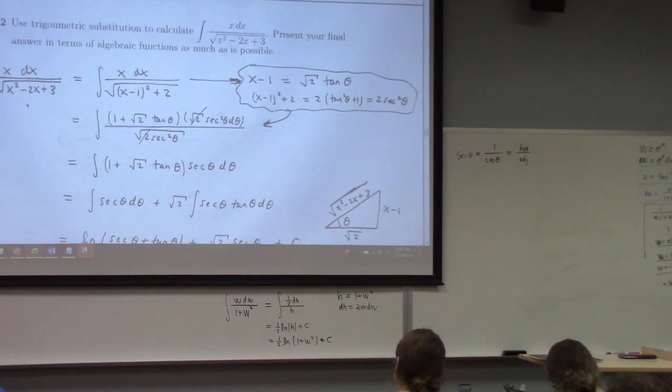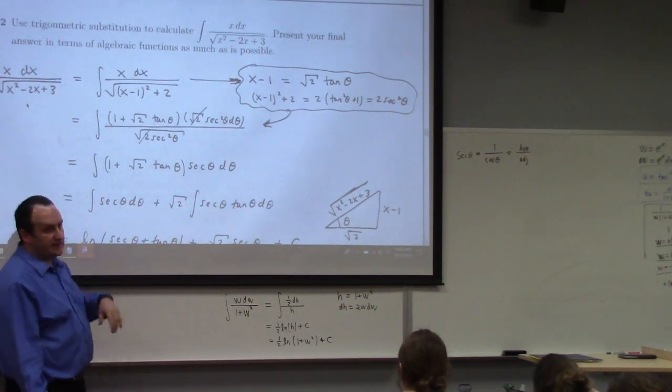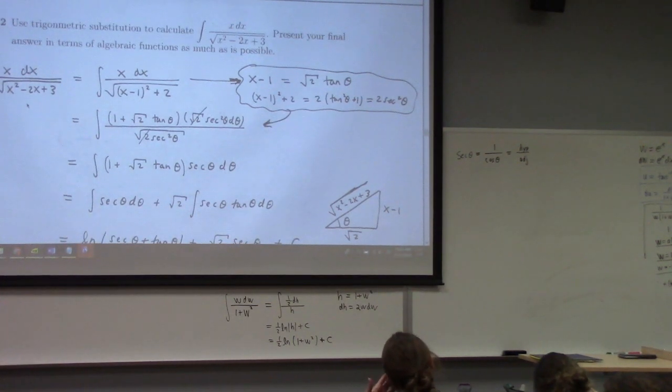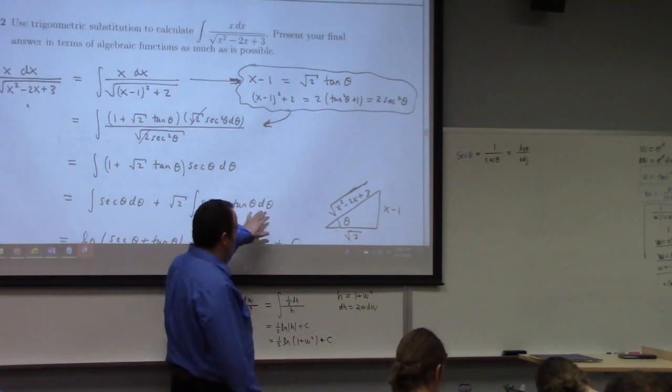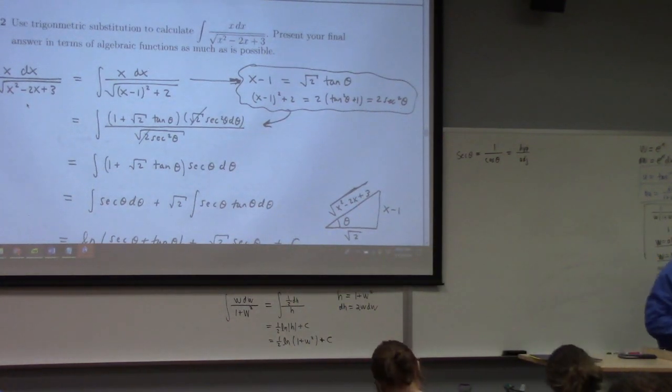And after a little bit of calculation, I end up with secant theta and then root 2 secant tangent, which is nice because we know the integral of secant theta, right? It's not easy, but we know it. It's the natural log of the absolute value of secant plus tangent. We got that one. And secant tangent is a basic integral, right? The derivative of secant is secant tangent.